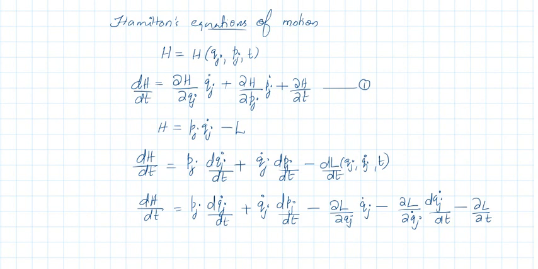But from Lagrange's equations of motion, this term dou L by dou q j is d by dt of dou L by dou q j dot. Dou L by dou q j dot is p j, the generalized momentum, so that becomes p j dot. So whenever you have this dou L by dou q j, replace it with p j dot.